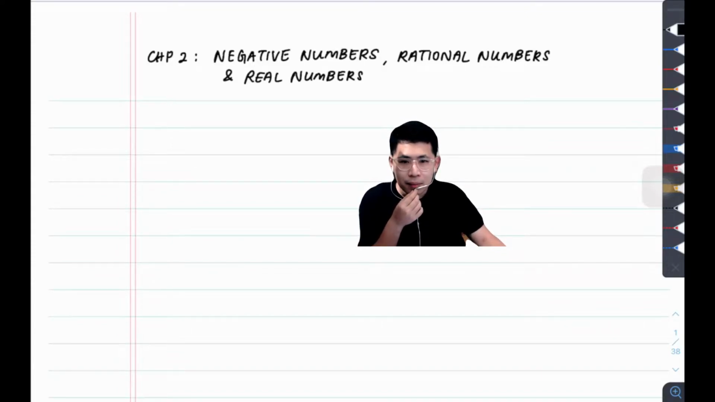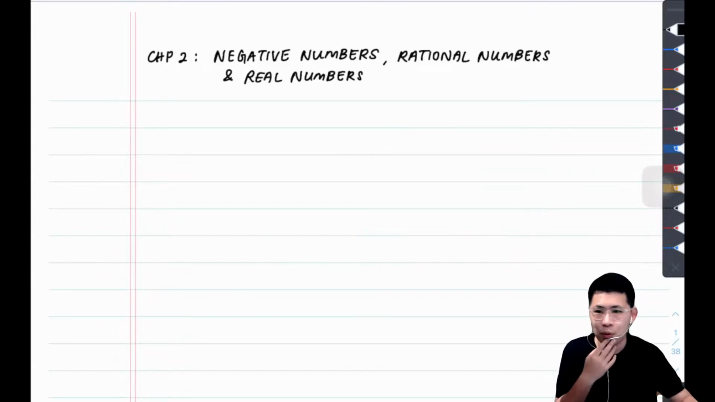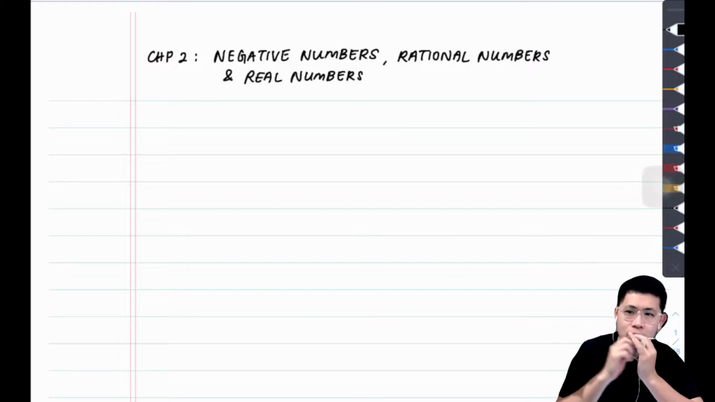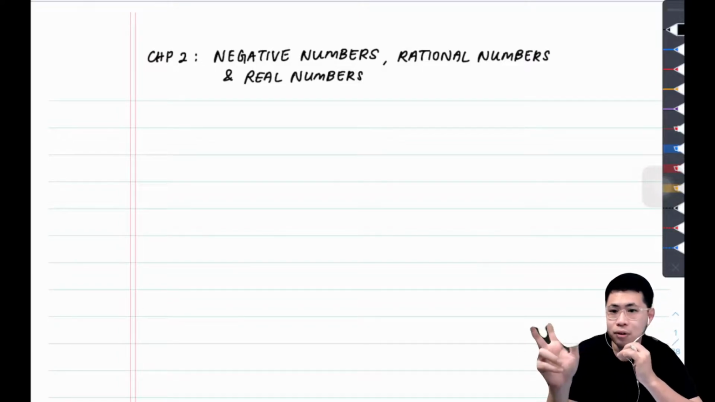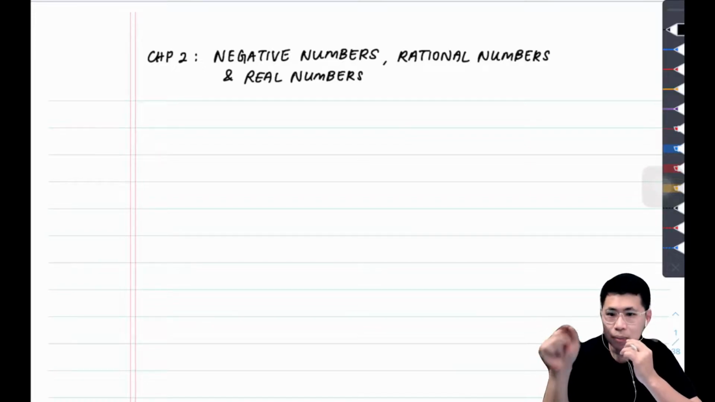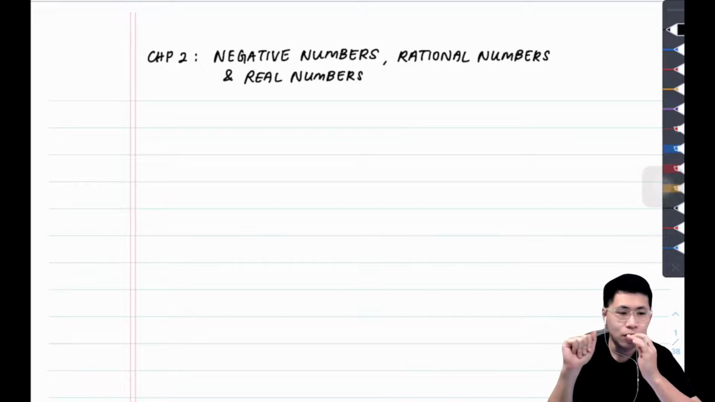Okay, hi everyone. Today we're going to start chapter 2. In chapter 2, we are going to look at a few things. We're going to look at negative numbers. We're going to look at rational numbers as well. And last but not least, we're going to look at real numbers too. So these three things.